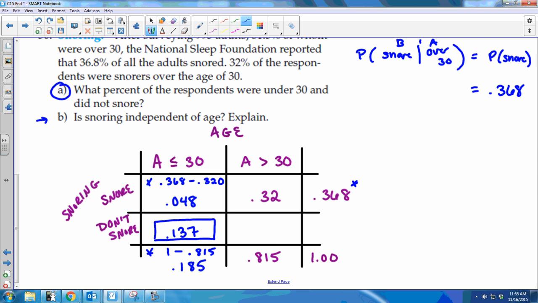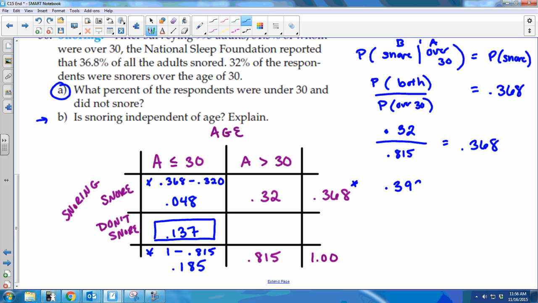And the other one, to go through and actually do the formula. What's the probability of snoring and being over 30, divided by the probability of what's given, that's over 30? So what is the probability that both of those occur? Snoring and over 30. 0.32. And what's the probability that you're over 30? I did that earlier, and I'm trying to see if this is equal to 0.368. That's 0.393. Close, but are they equal? No. So they're not independent events.